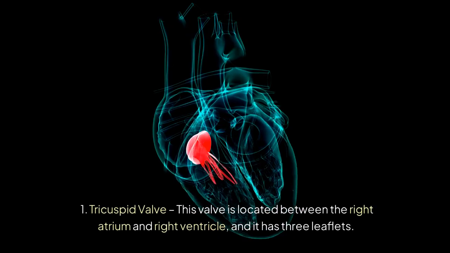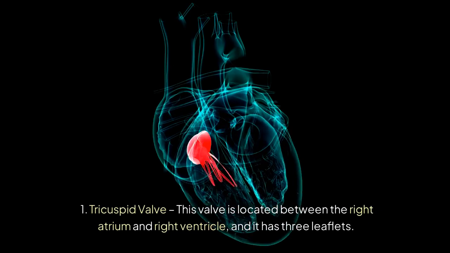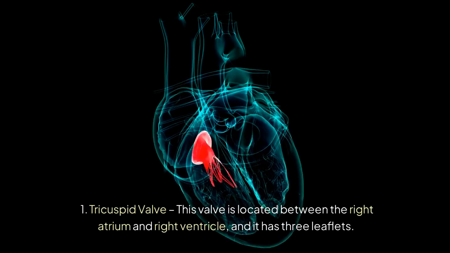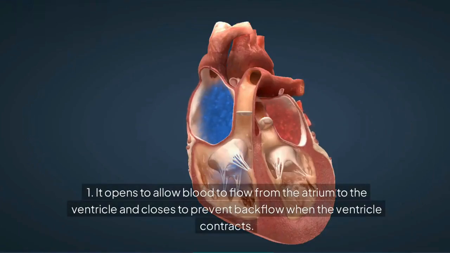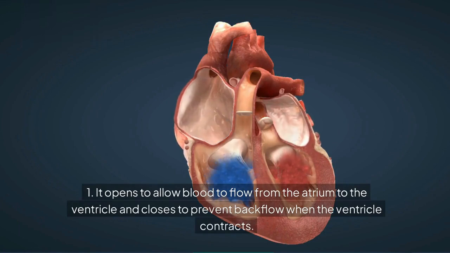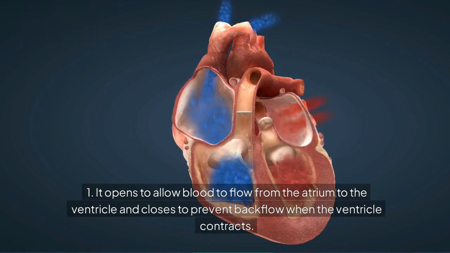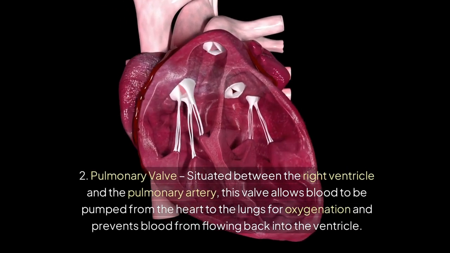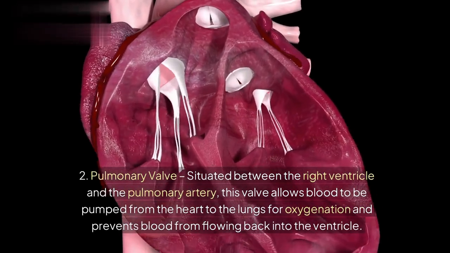1. Tricuspid valve. This valve is located between the right atrium and right ventricle, and it has 3 leaflets. It opens to allow blood to flow from the atrium to the ventricle and closes to prevent backflow when the ventricle contracts.